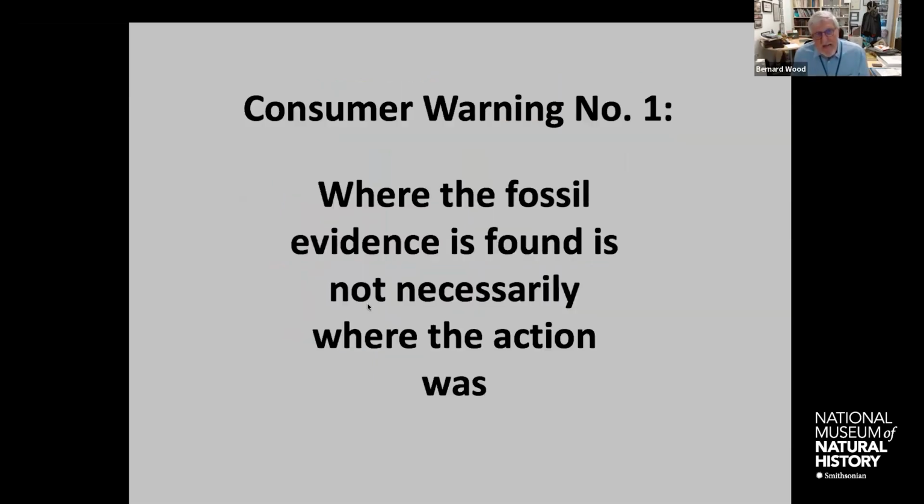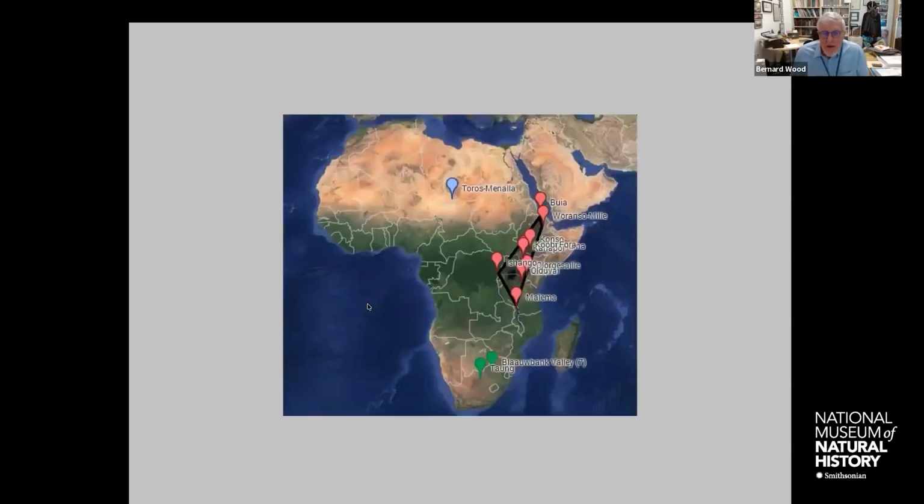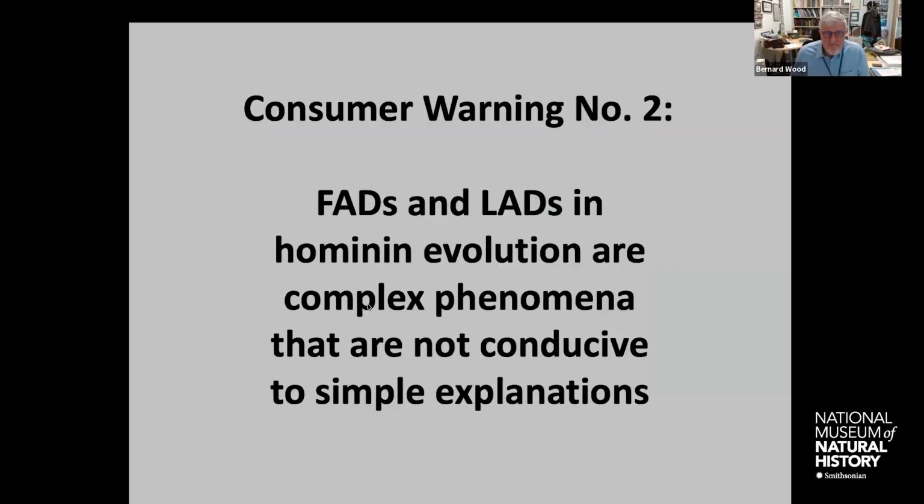Next slide. Text: Consumer warning number 1. So, having confused you and tried to persuade you that what on the surface might look like a simple problem is not that simple, just a few consumer warnings. Where the fossil evidence is found is not necessarily where the action was. Next slide. The map of Africa returns. In other words, a lot of interesting hominin evolutionary history may have been going on in places where we have no fossil sites.